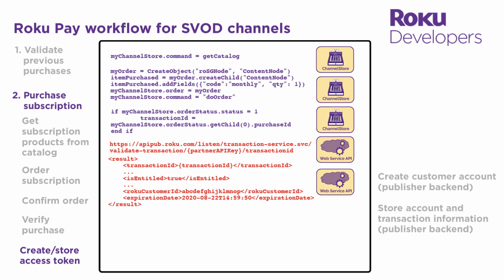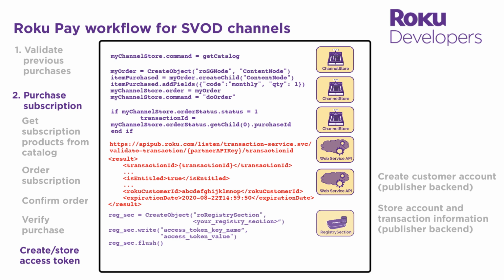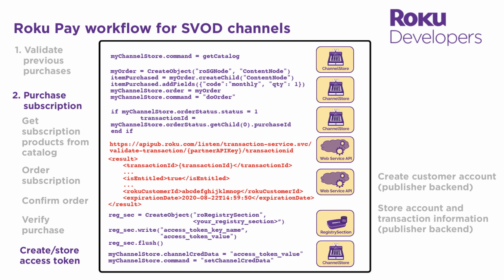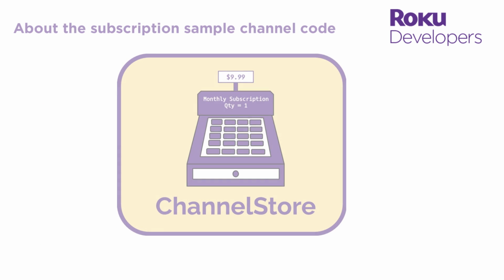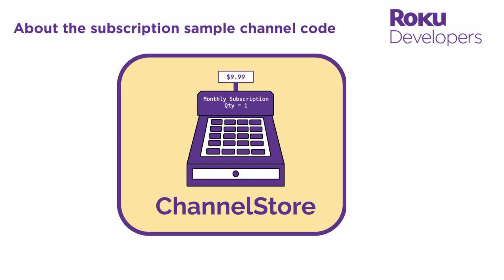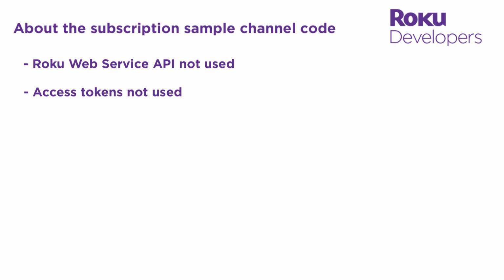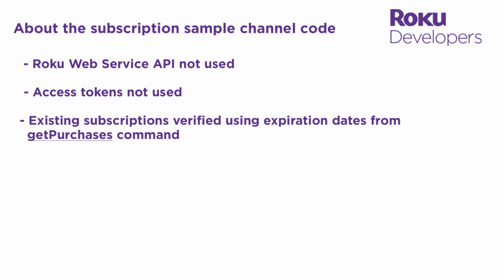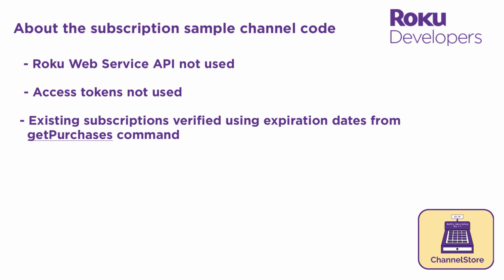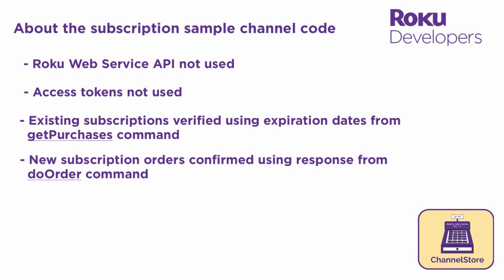Finally, a new access token is generated in your system and stored in the device registry and in the Roku cloud. In the next section, we're going to use the ChannelStore Nodes API to verify access to content and manage subscription purchases. Our channel is not connected to a backend server. Therefore, no Roku Web Service API calls that you would normally make on a production channel are executed, and we're not retrieving or storing access tokens. We'll verify existing subscriptions by checking their expiration dates returned by the ChannelStore Get Purchases API, and verify subscription purchases by checking that the ChannelStore's Do Order API returns a successful response.